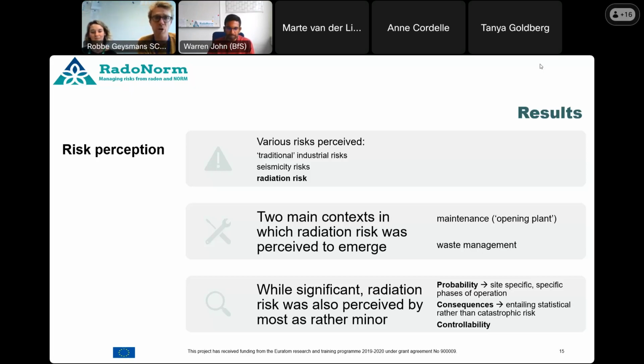Our respondents all considered, and I think this is also in line with the technical findings that we have, that the radiation risk is rather minor. Minor in terms of probability, because it is site-specific. In some sites there is very little material remaining in the plants which can be classified as naturally occurring radioactive materials. It is also limited to specific phases of operation: at the end of the cycle, when the waste is being removed in waste management, and during the maintenance of the plant. When the plant is just operating as it should and when it's closed, it was considered very unlikely that you would expose yourself to radiation.